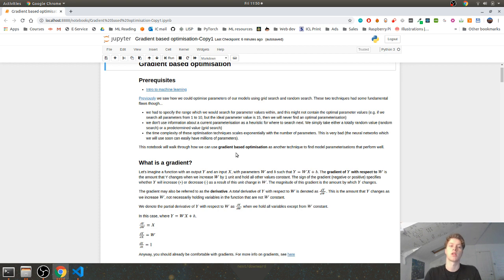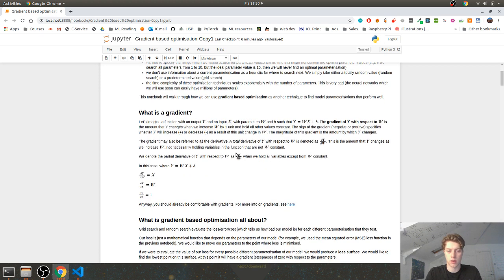So we're going to look at gradient-based optimization as another technique to optimize our models which can overcome these limitations. So firstly, just to cover this, what is a gradient? Imagine a function with an output y and an input x, a weight parameter w and a bias b, such that the equation is like this. So our output is some weighted version of our input plus some offset. This w is the slope, and this b is the intercept of the y-axis. So that's just the equation of a straight line.